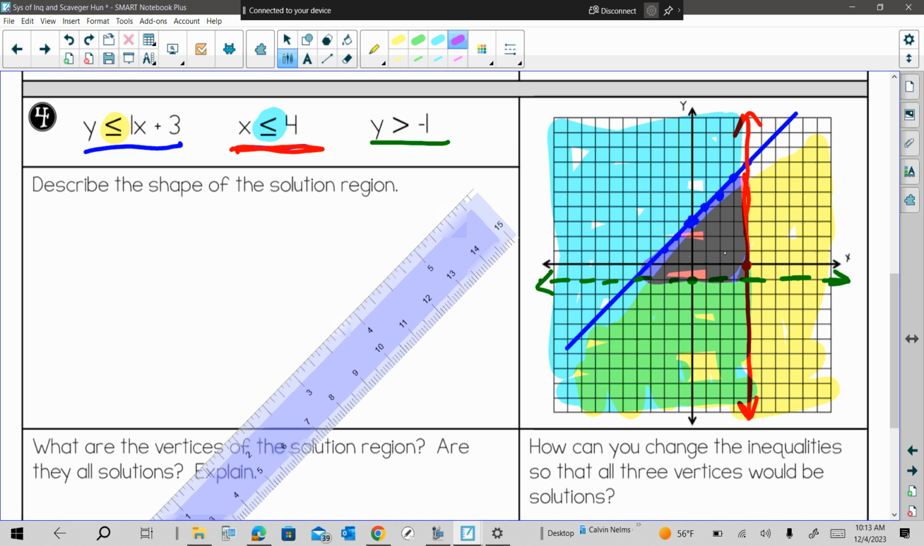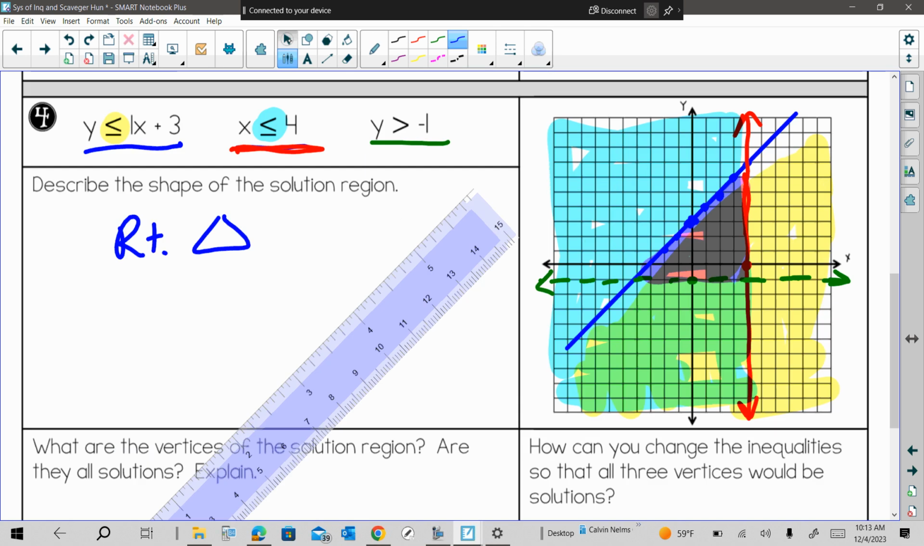Okay. So it says describe the shape of the solution region. So what do we call a 90-degree triangle? Right. It is a right triangle. You can just put, if you want to abbreviate, right, and then triangle. Okay. So the solution region is a right triangle.